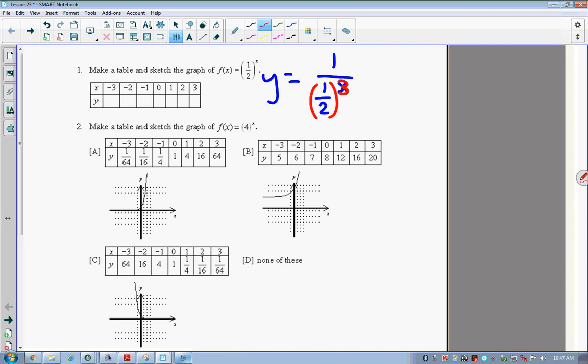So 1/2 cubed is going to be 1/8. But it's 1 divided by 1/8, which means I multiply by the reciprocal, and I get 8/1, correct? So for where x equals -3, I actually get an 8 there.